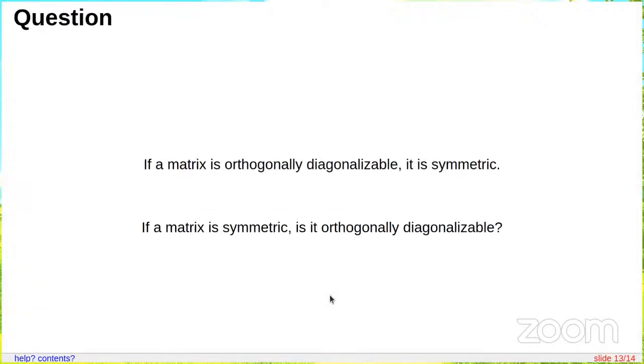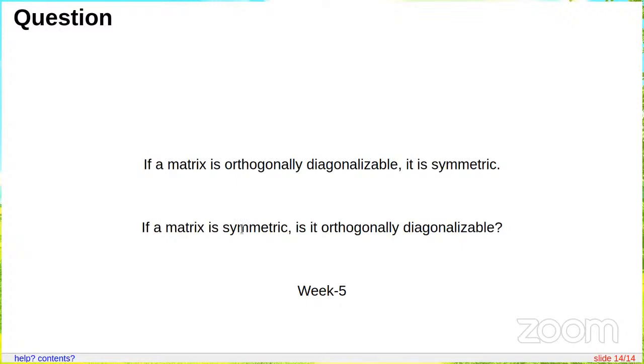Now you can take the converse of the statement and ask if it is true. So if a matrix is symmetric, is it also orthogonally diagonalizable? The answer is yes, and that's what week 5 will be all about. So week 5 will take a detour. We will study complex matrices, right? And try to show that symmetric matrices are orthogonally diagonalizable.